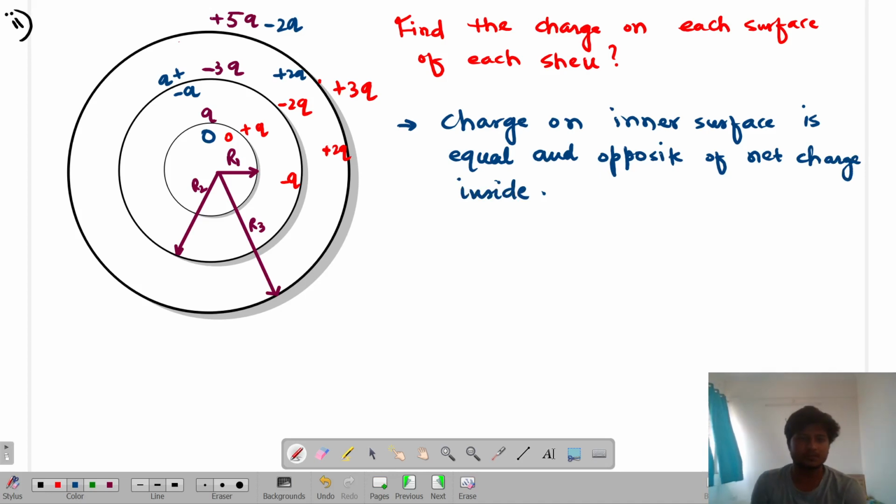Conclusion: the charge on the inner surface is always equal and opposite of the net charge inside. Are you able to get me?